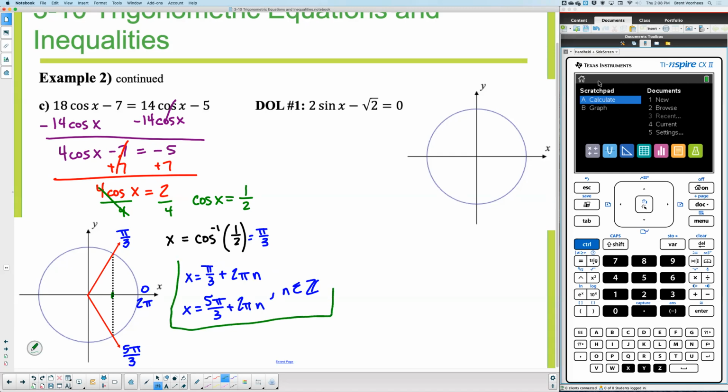Now that's what they call a general solution set. That means it'll find all of them. Not just on the first cycle, but any cycle you want. All right, with all that, I'm going to let you get started on your DOL.